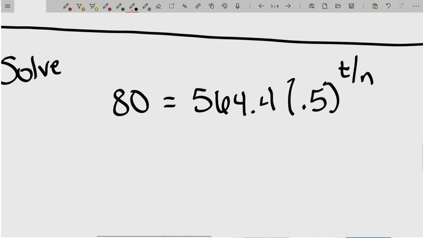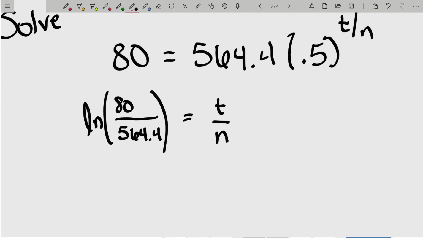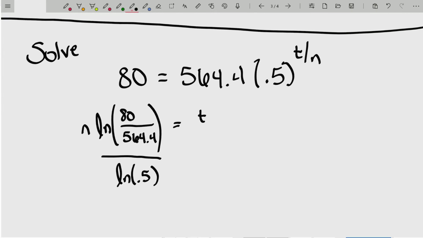So solving this, you would divide both sides by the 564.4. And you would also take the natural log of both sides. And you would get t over n, natural log of 0.5. You would also divide both sides by a natural log of 0.5. And multiply both sides by n. So there you go. This is what I'm saying. Like, I could skip steps. You should be able to follow that without too much effort. And now I just go to Desmos again. And I do want to reiterate here that you have to use technology when you're doing exponential logarithmic models. It's just how it works.